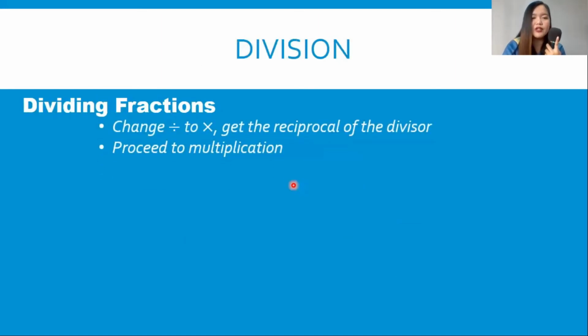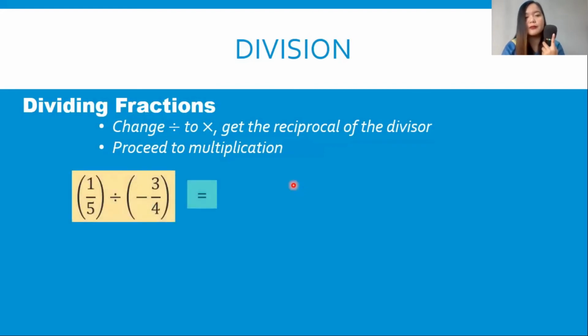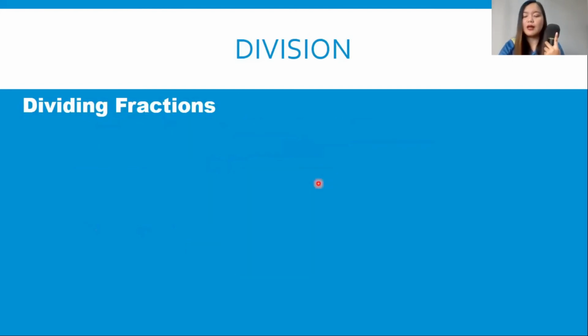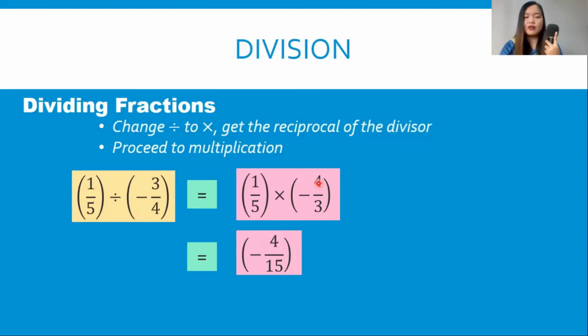Okay, dividing fractions. Change divide to times or multiplication, then get the reciprocal of the divisor, then proceed to multiplication. Okay, example this one. You keep 1/5, you change division to multiplication, and then get the reciprocal. Take note, the negative sign does not affect the reciprocation. Then proceed to multiplication. So your answer is negative 4/15.